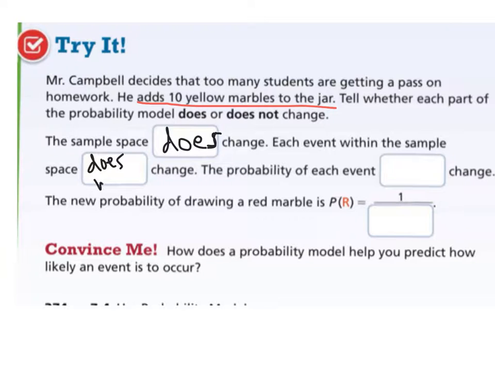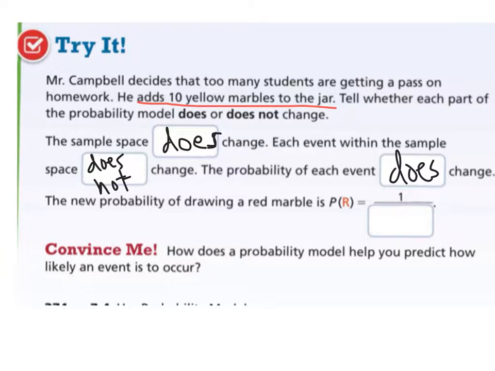This one's a little vague maybe. We still had our other stuff. We still had red, green, and purple that are not changing here. We're just adding the yellow into the mix. And then the probability of each event does change because now we have more marbles, right?